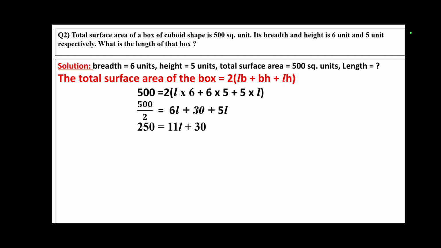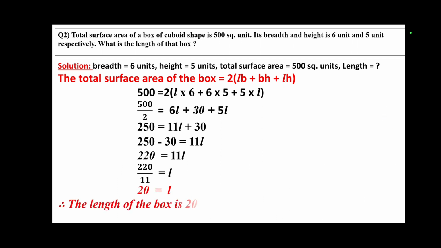Now plus 30 will go to the left side and become minus 30. So 250 minus 30 equals 11L. After doing subtraction we get 220 equals 11L. 11L is in multiplication form, so 11 will go to the left side and become divide. 220 divided by 11 equals L. Now, 11 1s are 11, 11 2s are 22, 11 0s are 0. So length we get 20. Therefore the length of the box is 20 units.